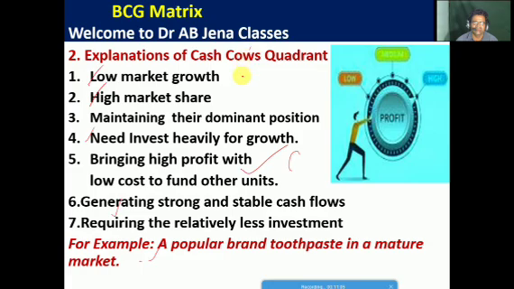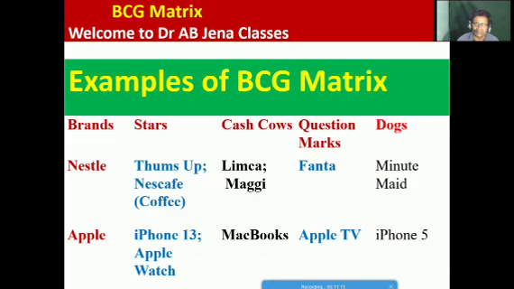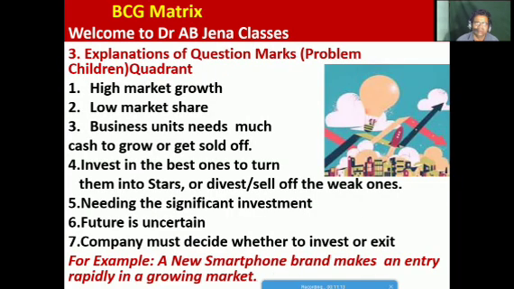So friends, now clear. Now the third one. Explanation of the question mark, I mean the problem. Children, when we are talking about the question mark, there will be high market growth for the company, but low market share for the company. The business unit needs much cash to grow or get sold off. Similarly, the business units invest in the best ones to turn them into stars or divest or sell off the weak ones, I mean the weak products.